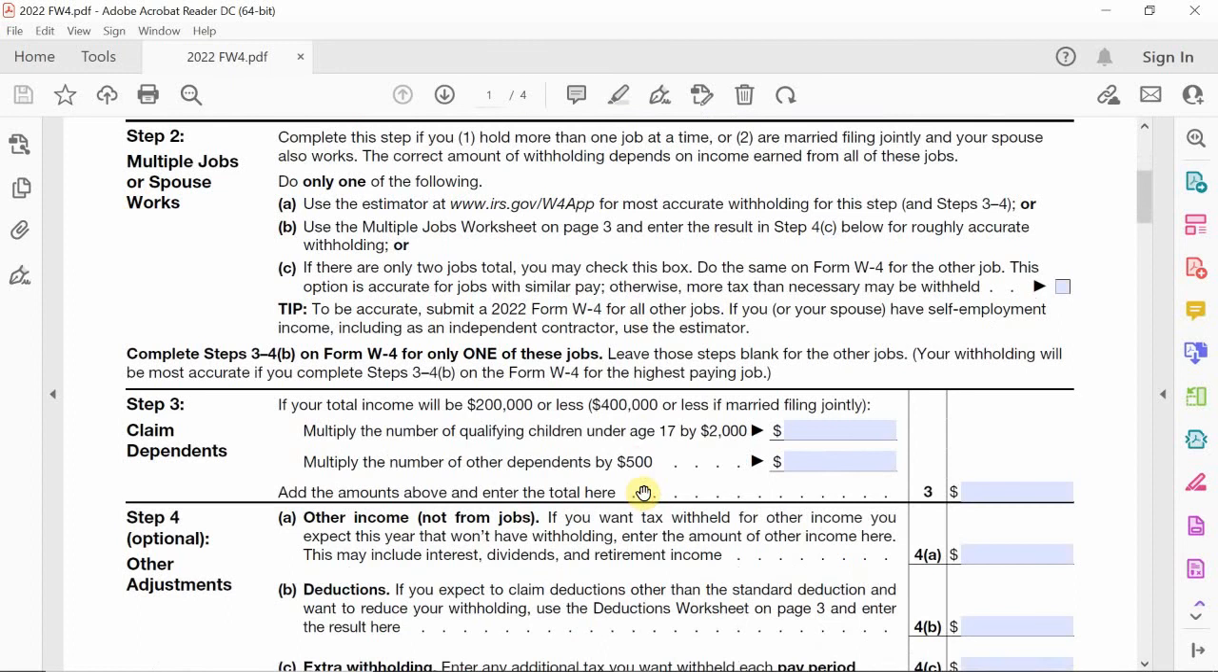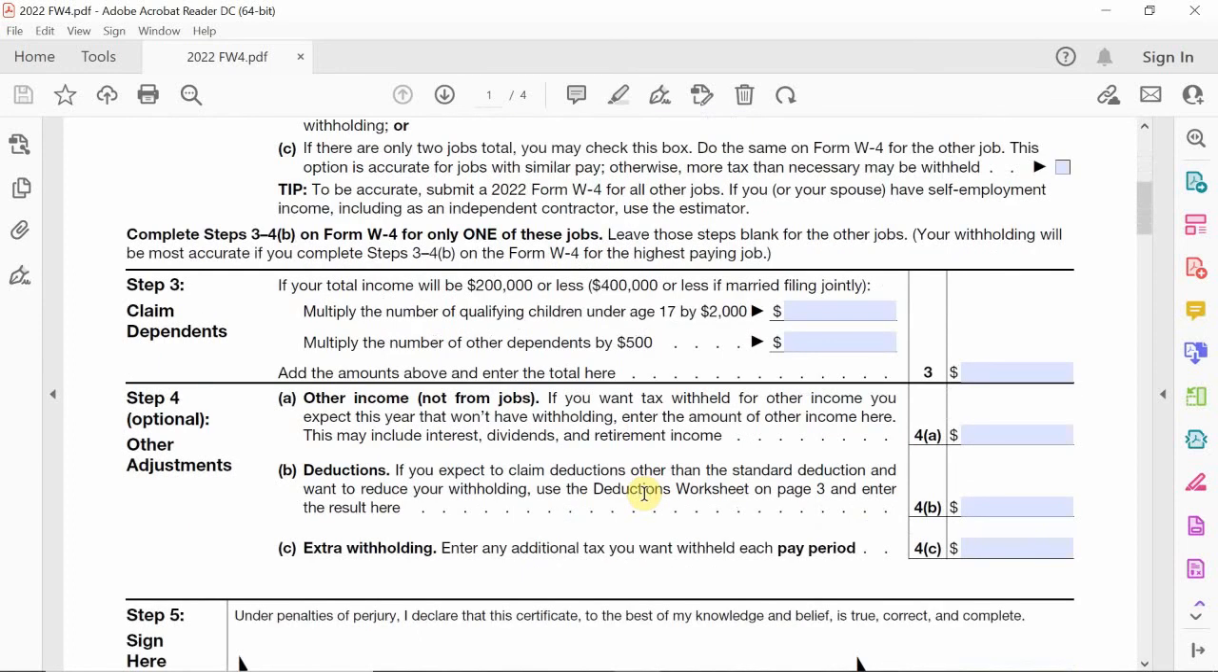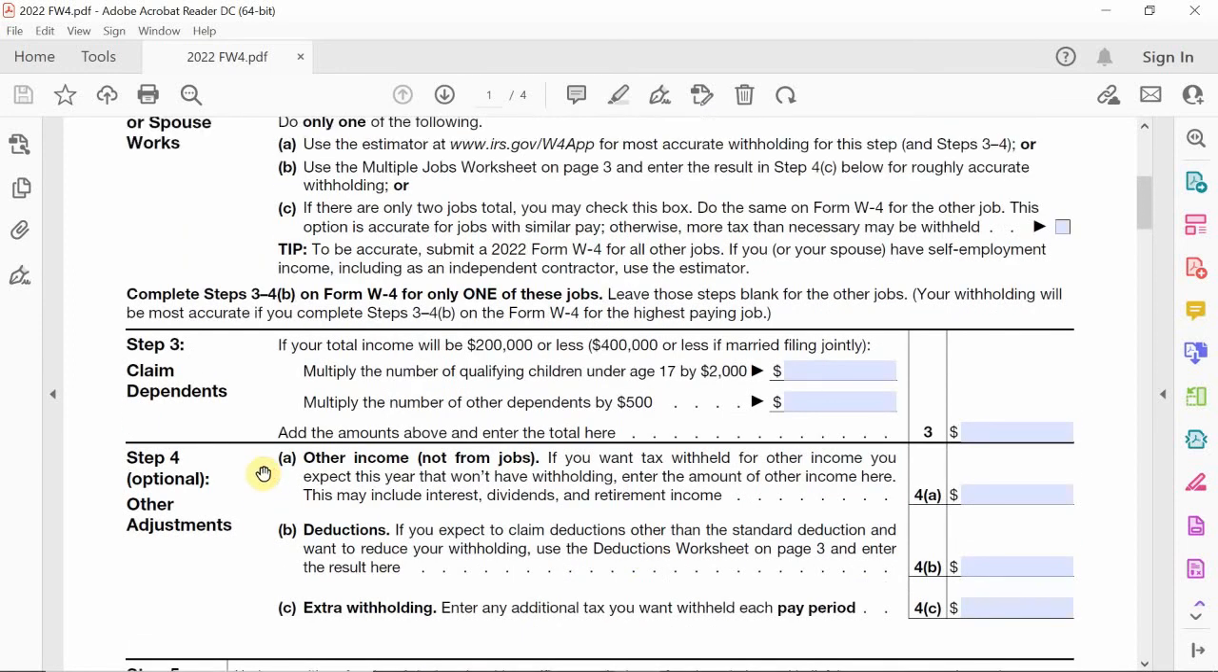Once you've done that, section 3 says that if you want to claim a child or if you want to claim a dependent, right? So any children under the age of 17, they are $2,000 per child, okay? And here, I believe, same thing with the previous one, you can only claim up to 10 dependents, okay? Now, that's that section there.